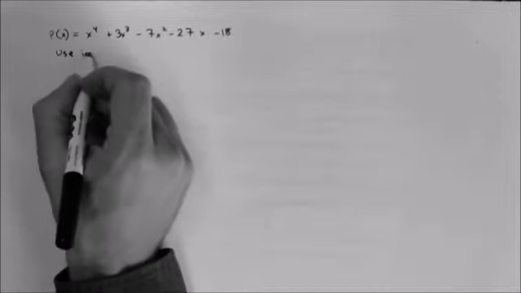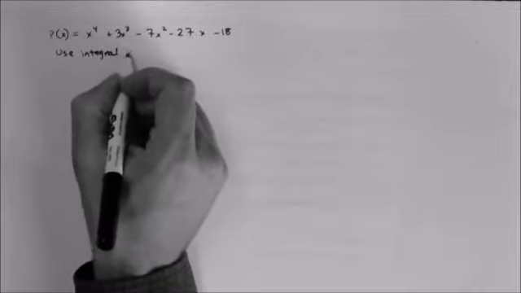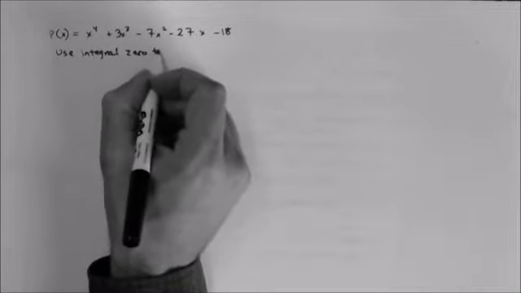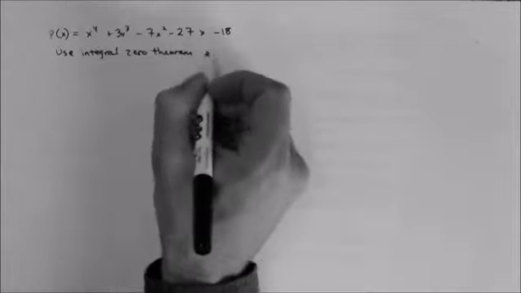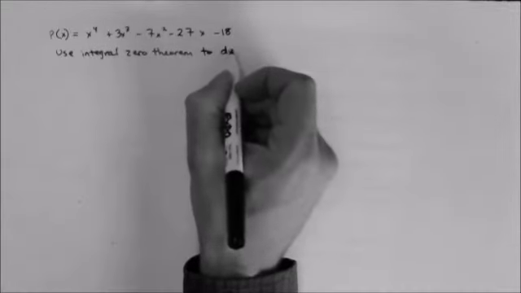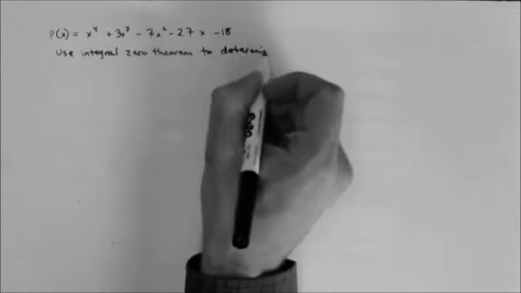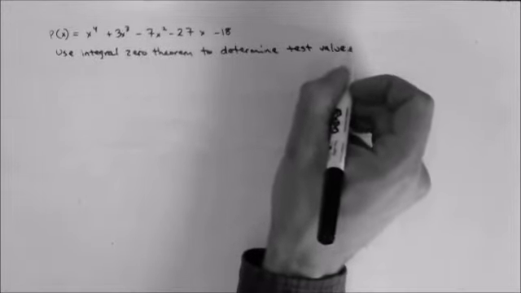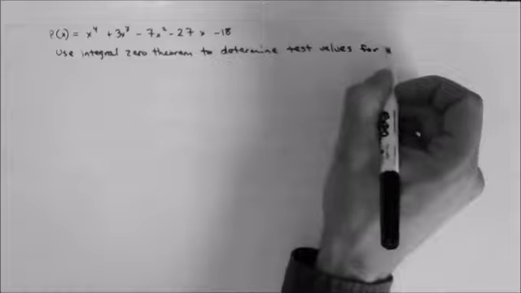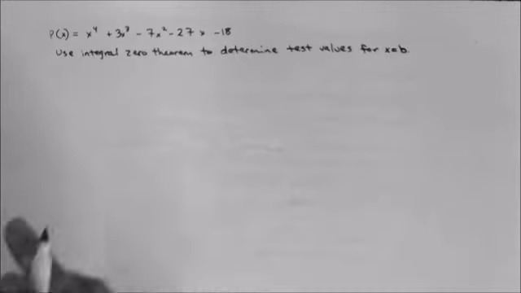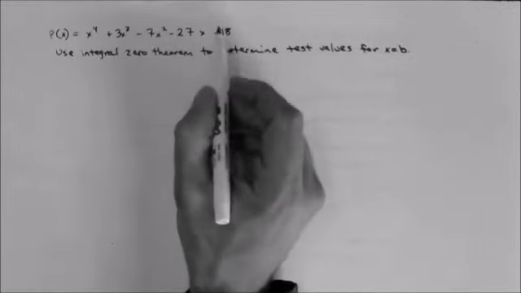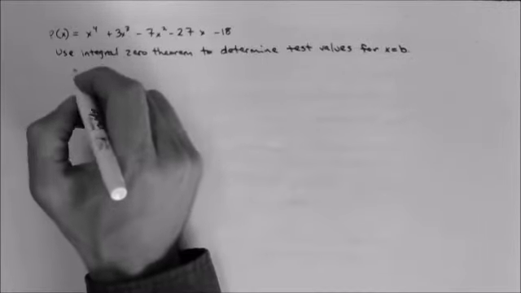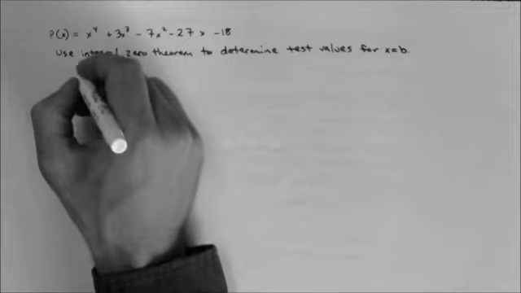Use the integral zero theorem to determine test values for x equals b. And we know that those come from the constant here, negative 18. So the factors of negative 18 are the ones that we should test.